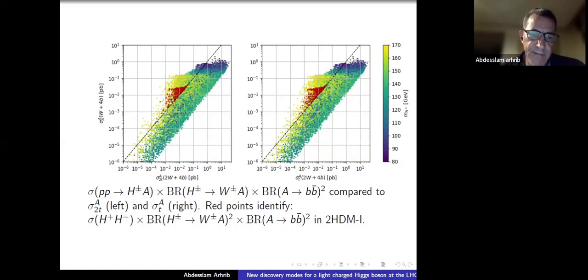Okay, so here is the same picture, but in this case we look at the charged X production, the associated production of charged X with the CPOD. Same conclusion: we have plenty of points where this associated production of charged X with the CPOD could be larger than the one coming from TT bar, or the one coming from the associated production of top and the charged X. Next slide.